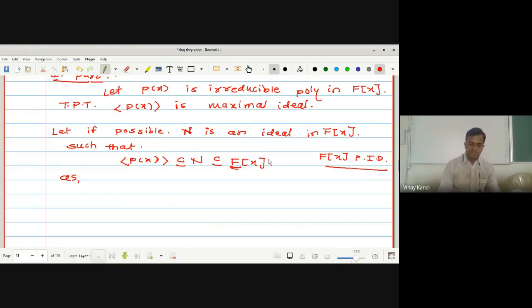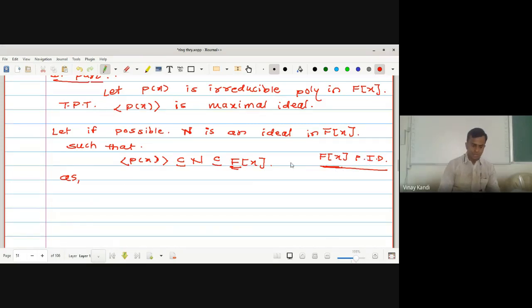Okay, if F is the field, then what is F of x? Principal ideal domain. Okay, how? If F is your field, capital F of x, that ring of polynomials, is a Euclidean domain. Every Euclidean domain is a unique factorization domain, and every unique factorization domain is a principal ideal domain.